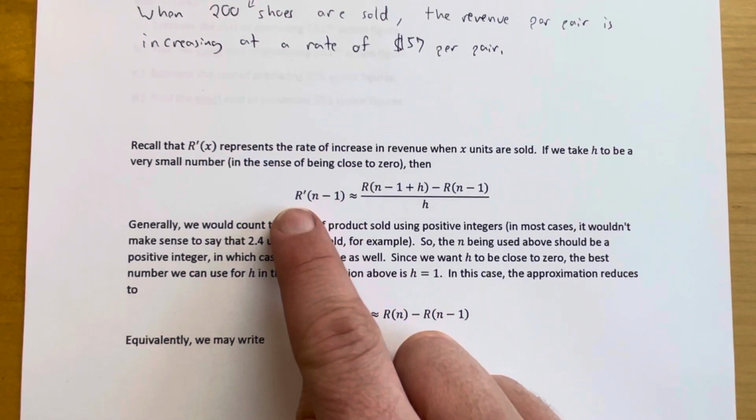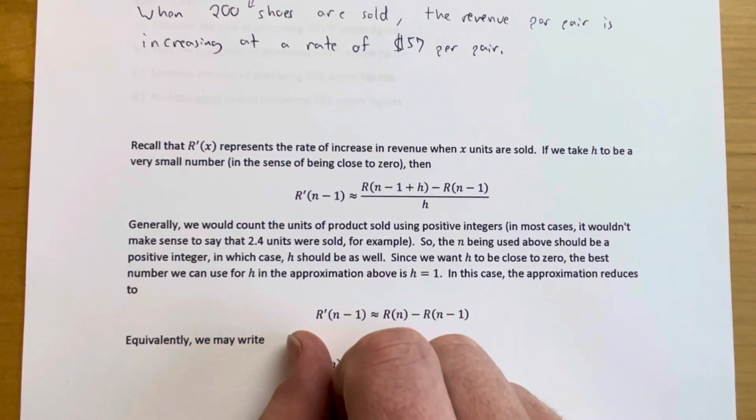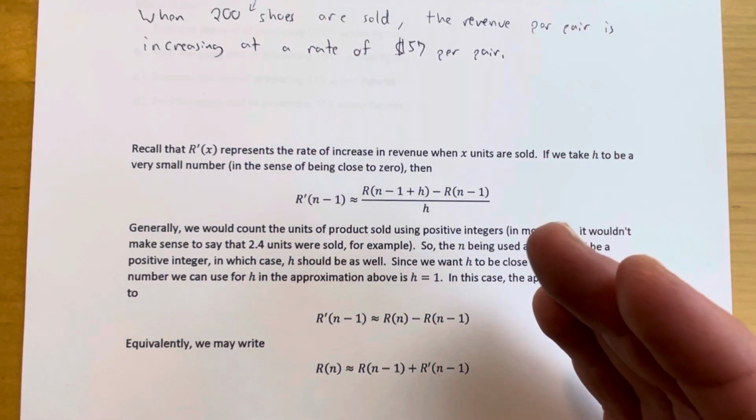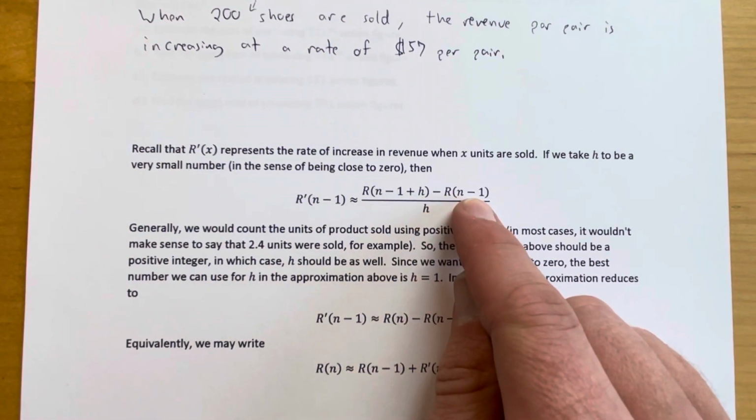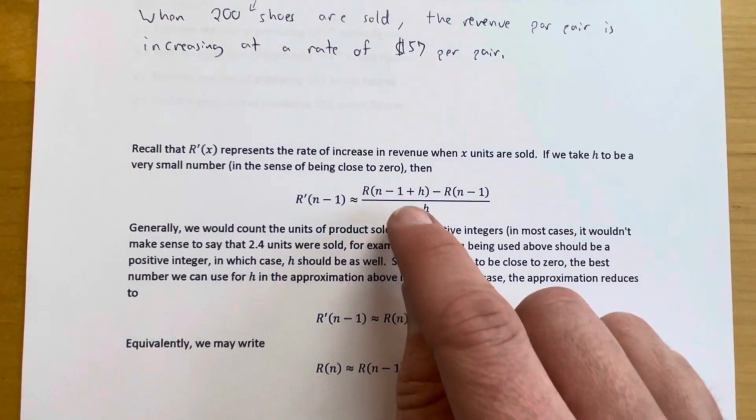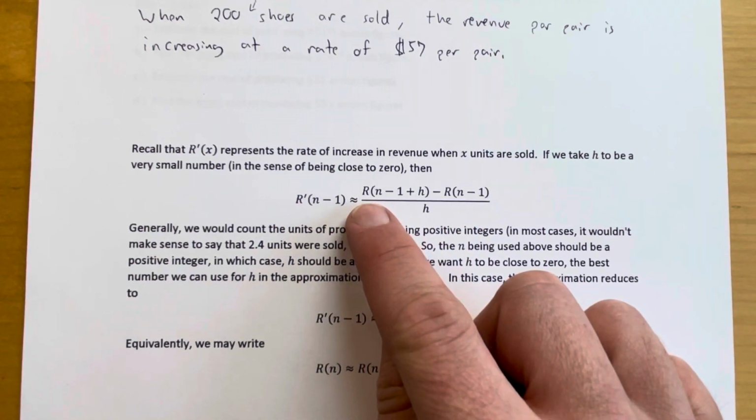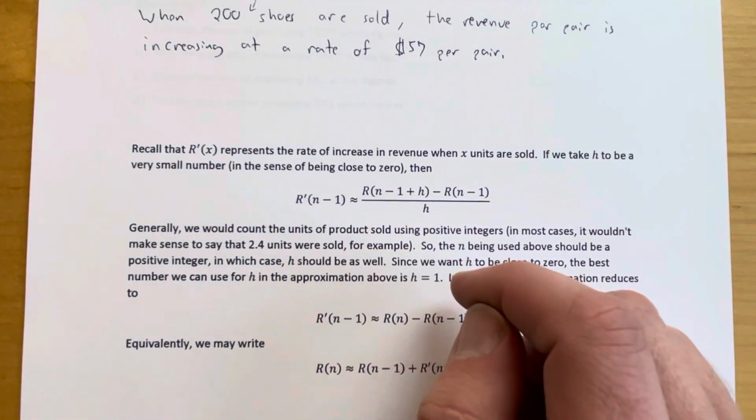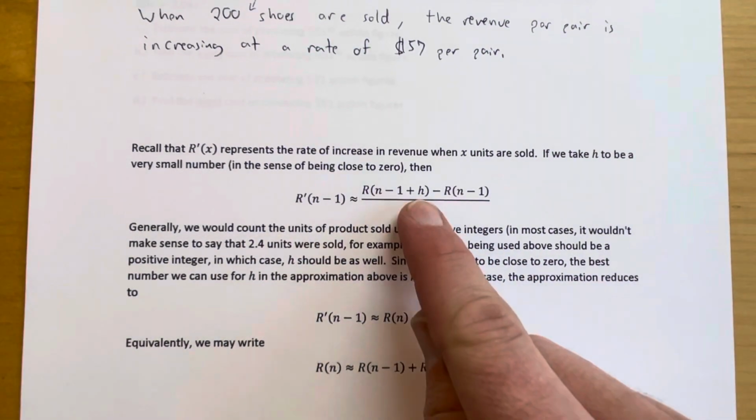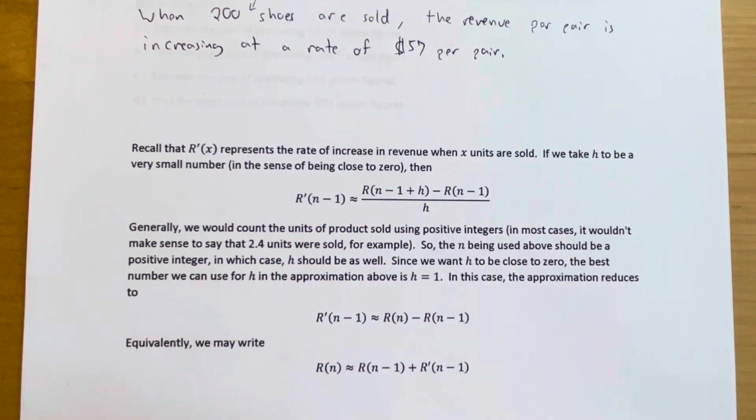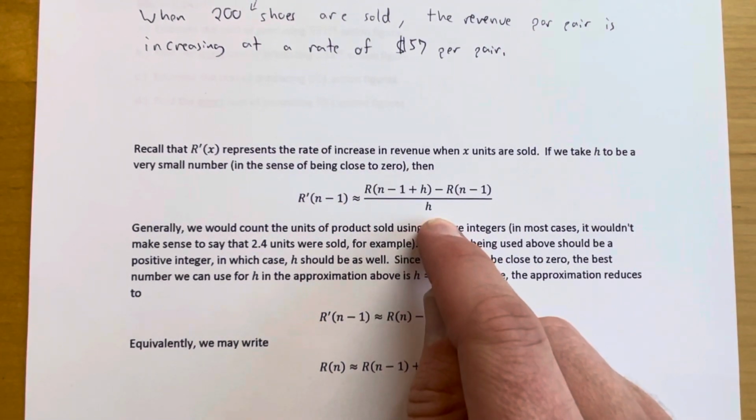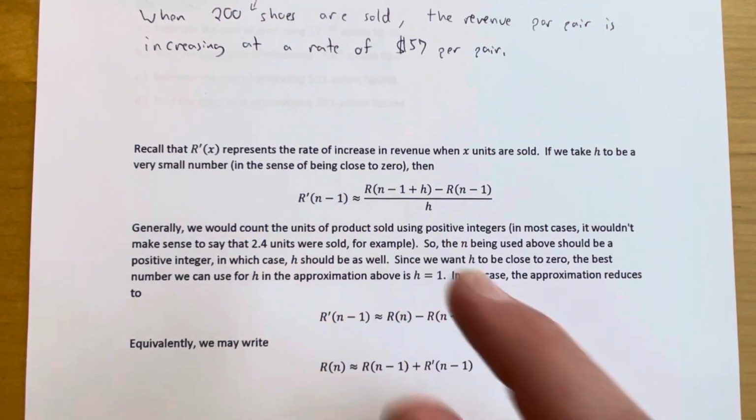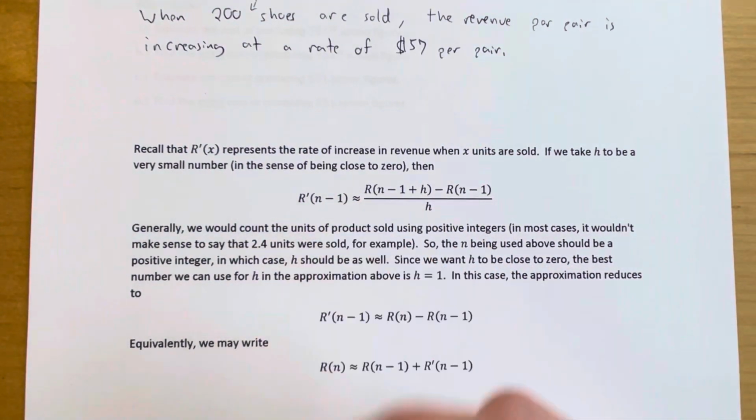So suppose I wanted to find R prime of n minus 1, okay? I can take the limit of a difference quotient, and the numbers in here need to be integers. So if I write the difference quotient for this, it's R of (n minus 1 plus h) minus R of (n minus 1), all over h. If h is very small, close to 0, then this will be approximately what that derivative is, because the derivative is the limit as h goes to 0.